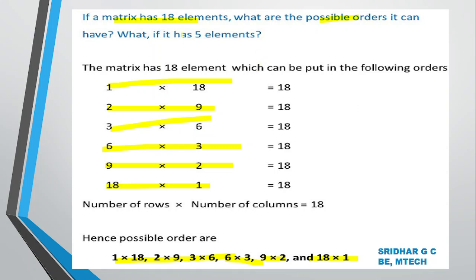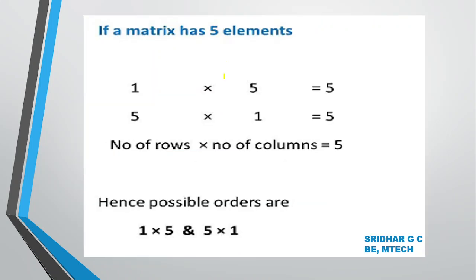And I am asking, what if it has 5 elements? What does that indicate? 5 is a prime number, so it is not a multiple of any other number except 1. So we can write only two orders: one is 1 cross 5 and one more is 5 cross 1. These are the two possible orders.